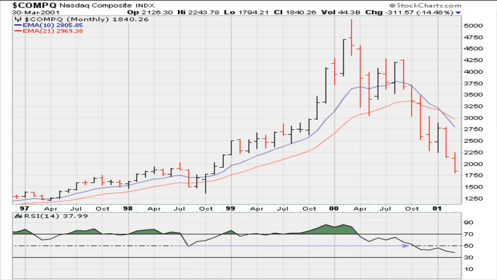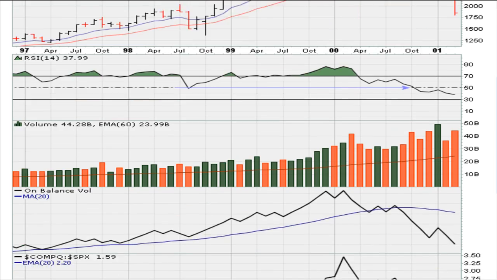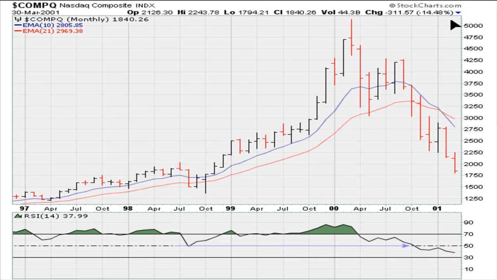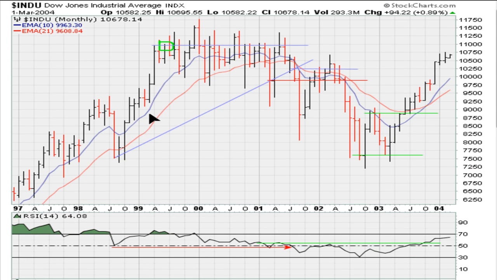I want to take a look at what the MACDs were doing at the time, and you'll notice that at the time the MACDs were also moving to fresh lows. October period here, the MACDs were making 3-year lows, like I said, and a 3-year low on the MACD there. So 3-year lows on the RSI, 3-year lows on the MACD. Good. Now let's take a look at the Dow in the early 2000s.